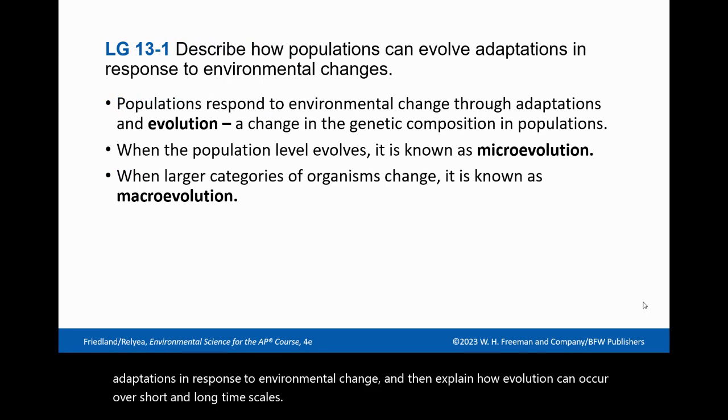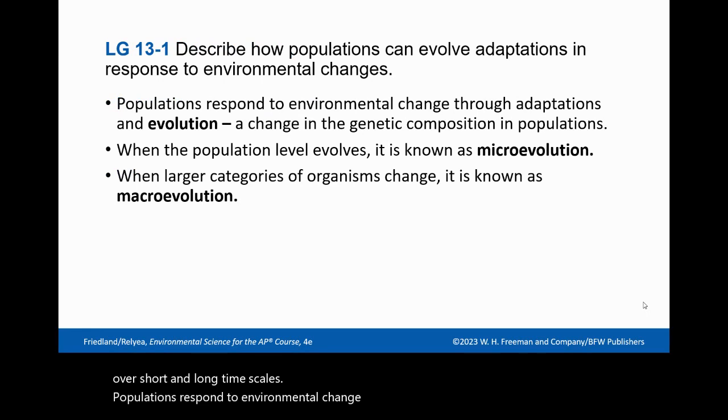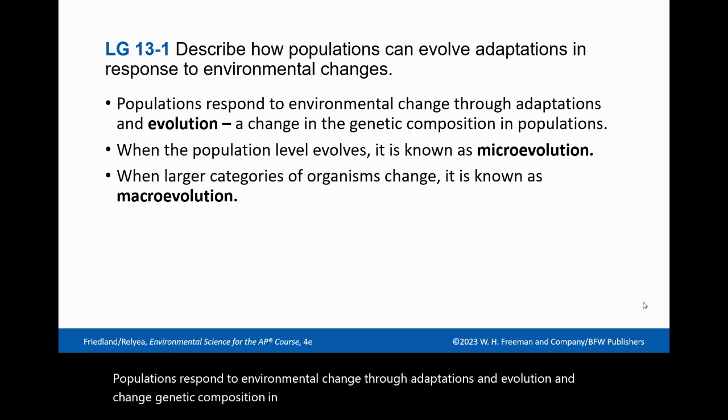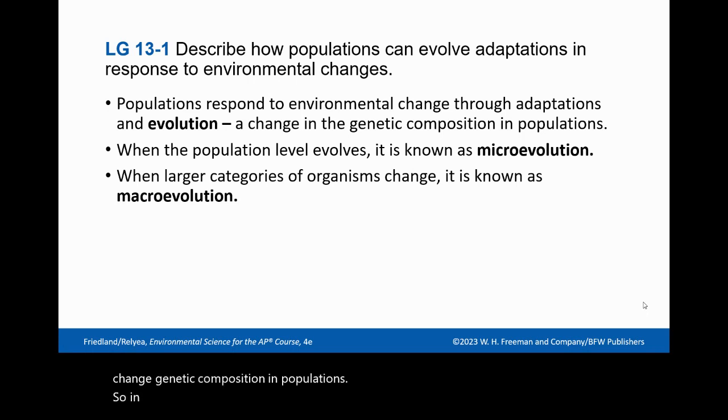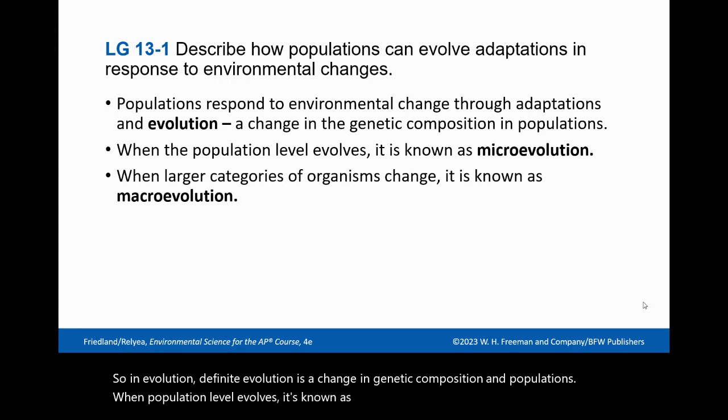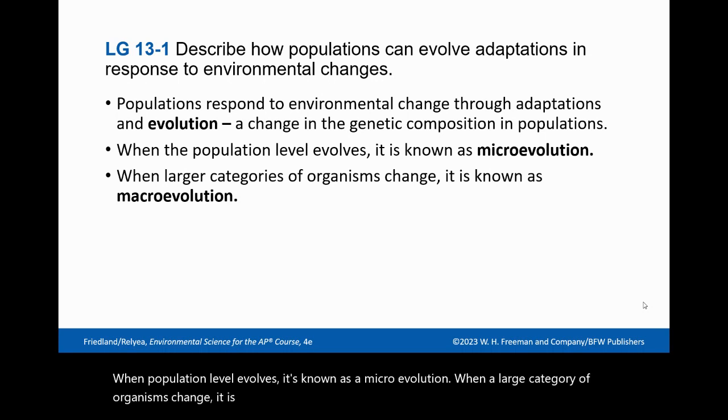Populations respond to environmental change through adaptations and evolution, a change in genetic composition in populations. So, the definition of evolution is a change in genetic composition in populations. When a population level evolves, it's known as microevolution. When a large category of organisms change, it is known as macroevolution. So, micro would be like a microscope. That's how I remember it, and macro is the opposite.